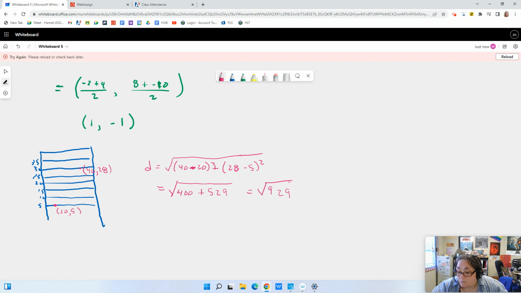Which would be 929. The square root of 929 happens to be 30. And so the yards that it covered was 30. The distance of that pass was 30 yards.